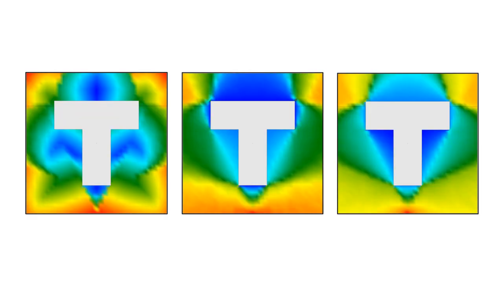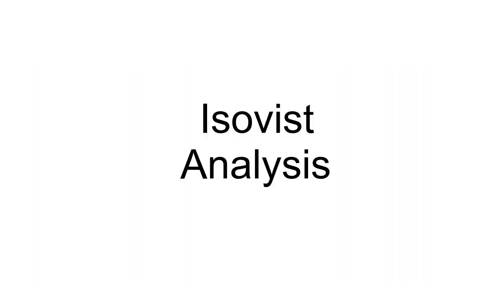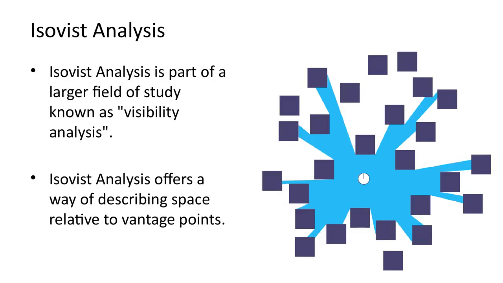In this video, we will look at Isovist analysis. Isovist analysis is part of a larger field of study known as visibility analysis, focusing on the visibility of entities within an environment. Isovist analysis offers a way of describing space relative to vantage points. It can lead to a more in-depth understanding of the underlying properties of space. It can also be applied in areas such as the privacy and defensibility of space.